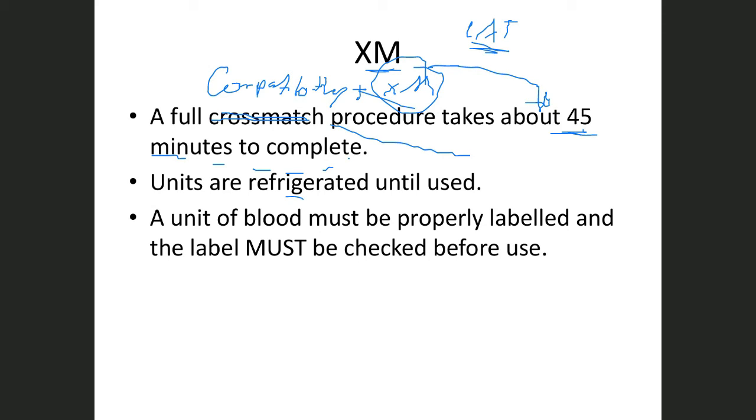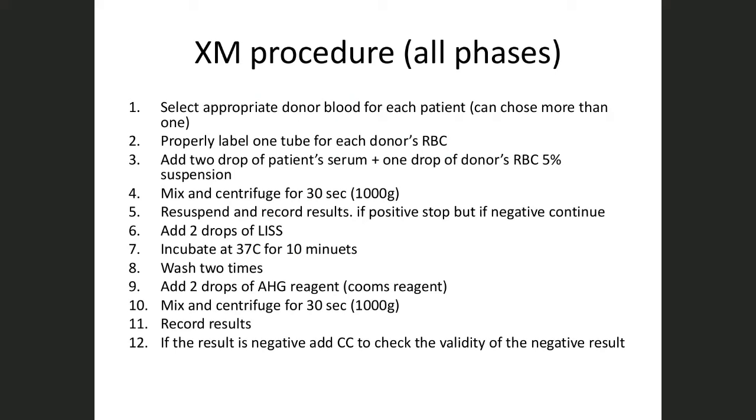So we discussed that with units, you should just take a segment, then return it back, because keeping it at the bench will increase the temperature of the unit, which will increase the possibility of contamination. A unit of blood must be properly labeled, and we will see the information present on the label. It must be checked before use, so I must check the labeling. So this is the procedure.